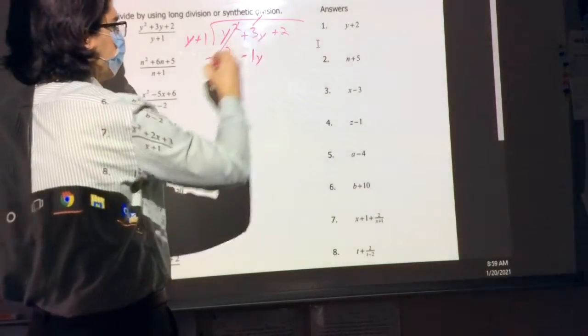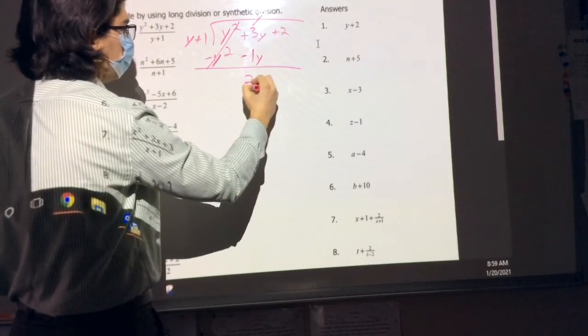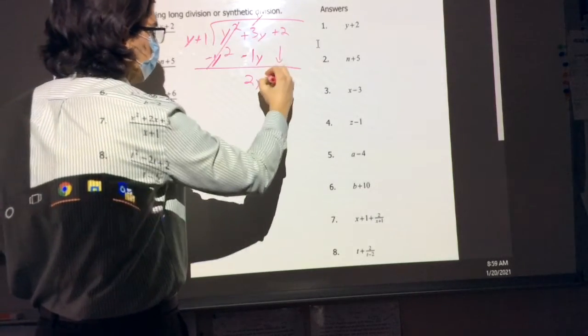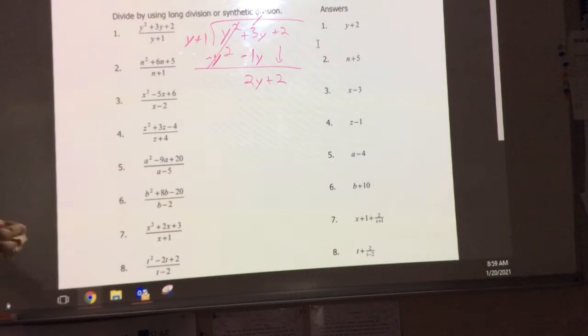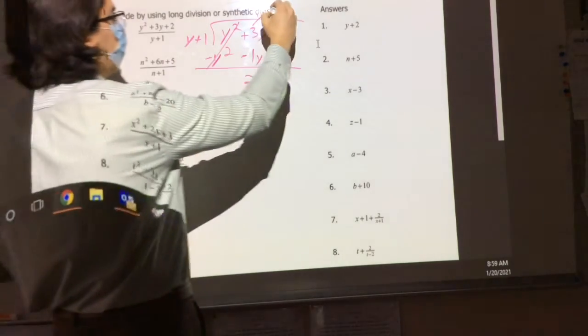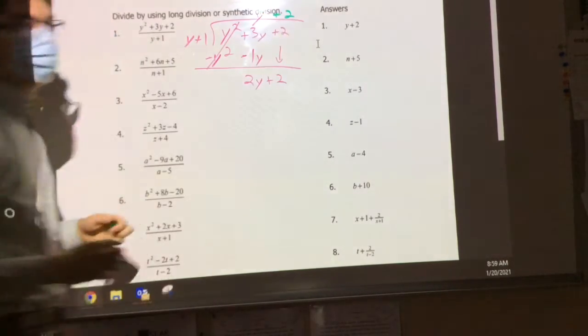This becomes this. This ends up being 2y. Bring down my 2. 2y plus 2. Evan, what's next? 2y divided by y. And that's going to give me positive 2. Are we all okay with that?